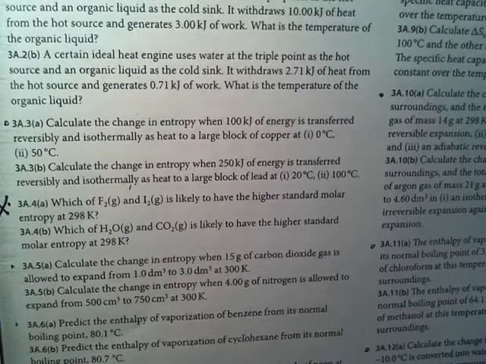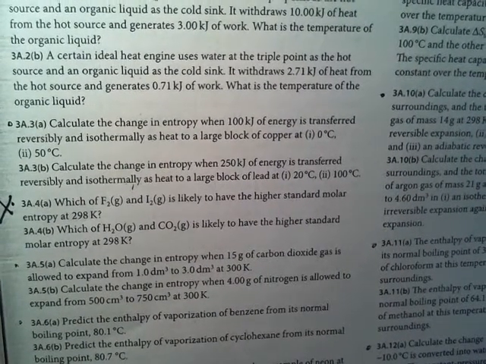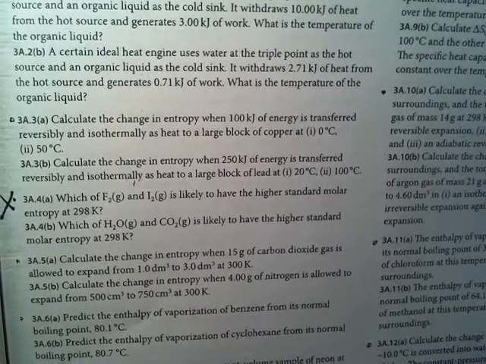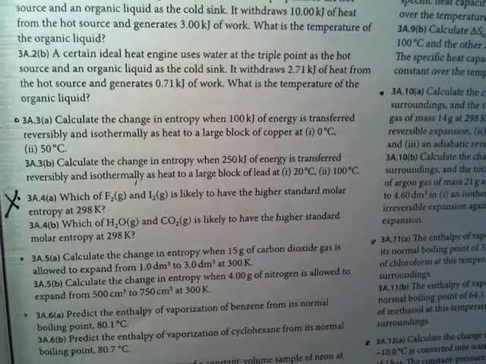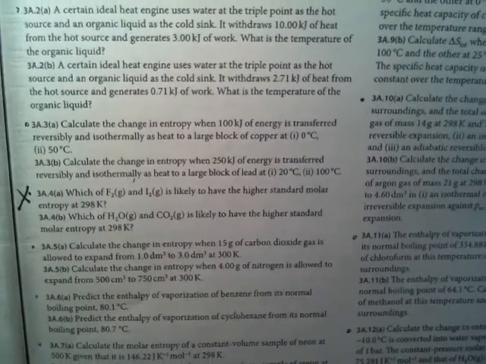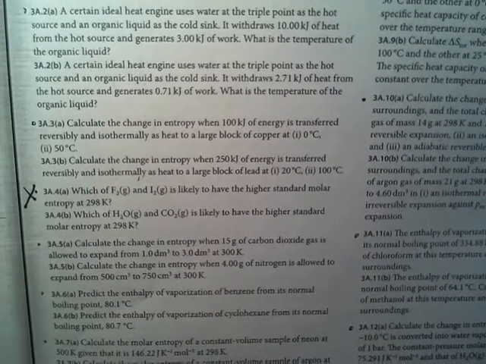3a. So let's calculate the change in entropy when 100 kilojoules of energy is transferred reversibly, isothermally, as heat to a large block of copper at 0 degrees Celsius and 50 degrees Celsius. So let's extract out the given from that question. This is the third exercise, the end of chapter 3. And let's see what we have.